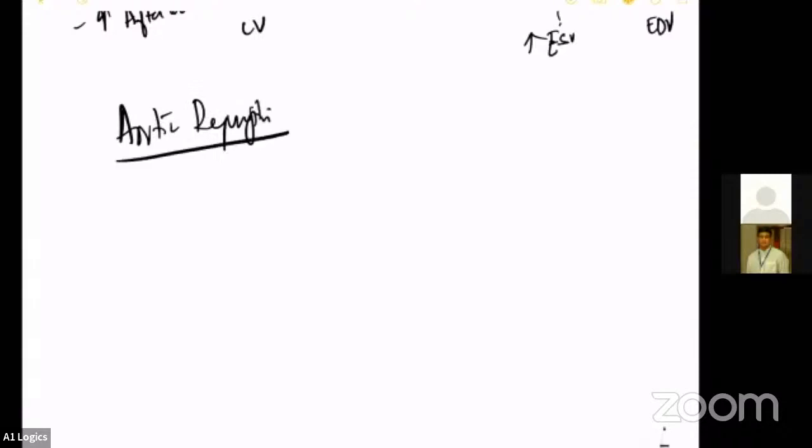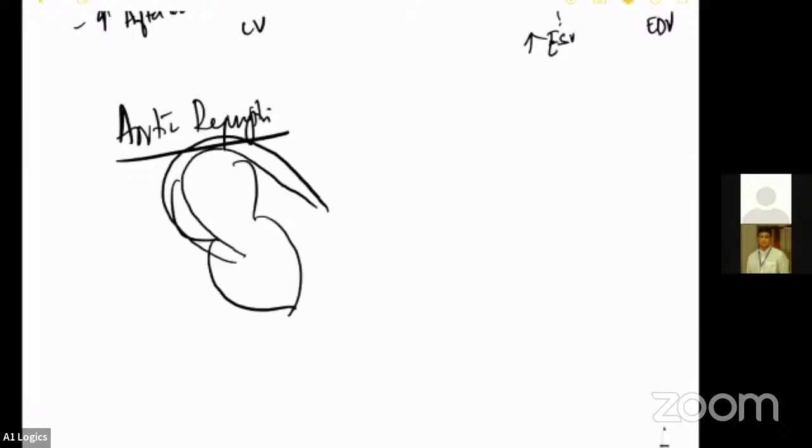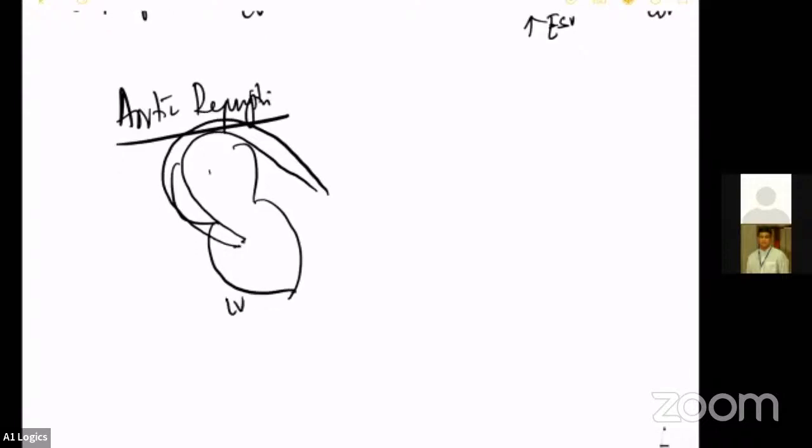So what happens in aortic regurgitation? Again, the aorta. Here the problem is that the valves are very loose. Now this is the LV, this is the LA. We have a valve here, that is the mitral valve, and this is the aorta. Now there is aortic insufficiency, aortic regurgitation or insufficiency.